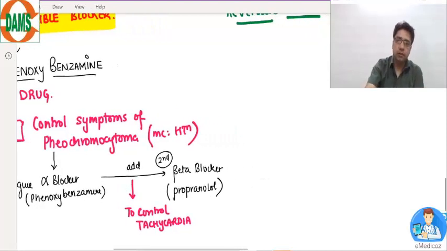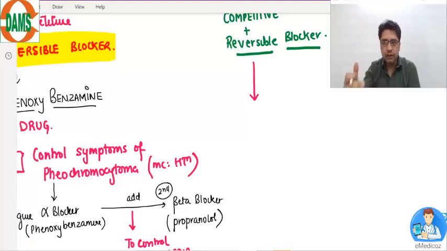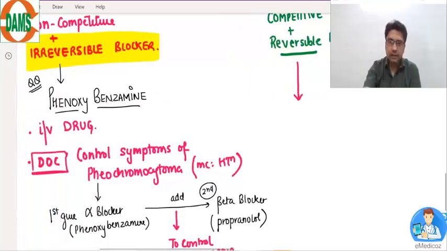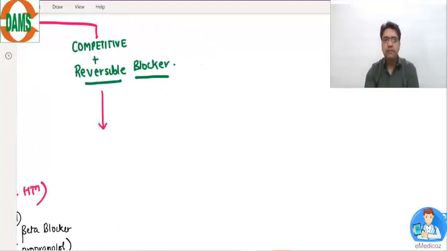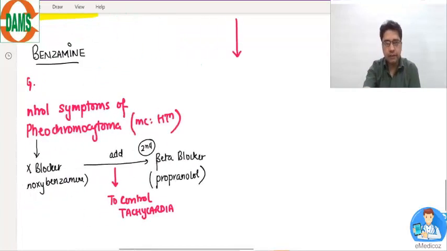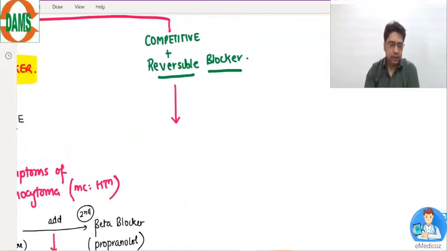Now let's talk about competitive and reversible blockers. I am writing here, you can write below phenoxybenzamine. So the first drug among the competitive reversible blockers is phentolamine.